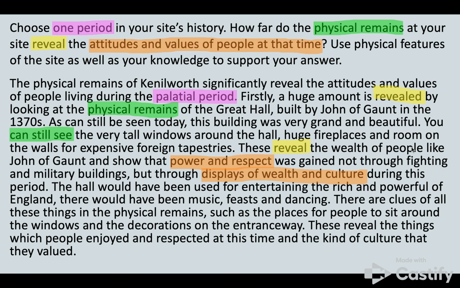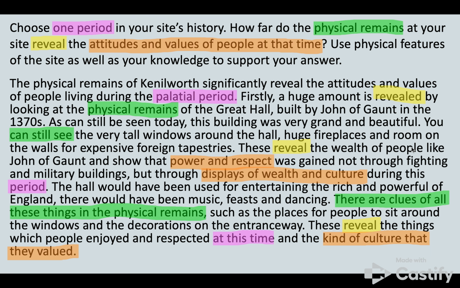The hall would have been used for entertaining the rich and powerful of England, and there would have been music, feasts, and dancing. There are clues of all these things in the physical remains, such as the places for people to sit around the windows and the decorations on the entranceway. So trying to go into the features, not just talk about the Great Hall by itself, going to go into the details of the Great Hall. These reveal the things which people enjoyed and respected at this time, and the kind of culture that they valued.